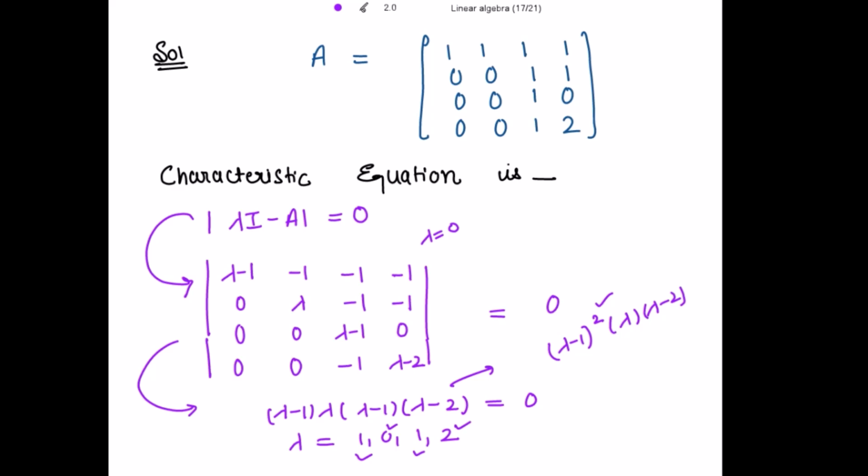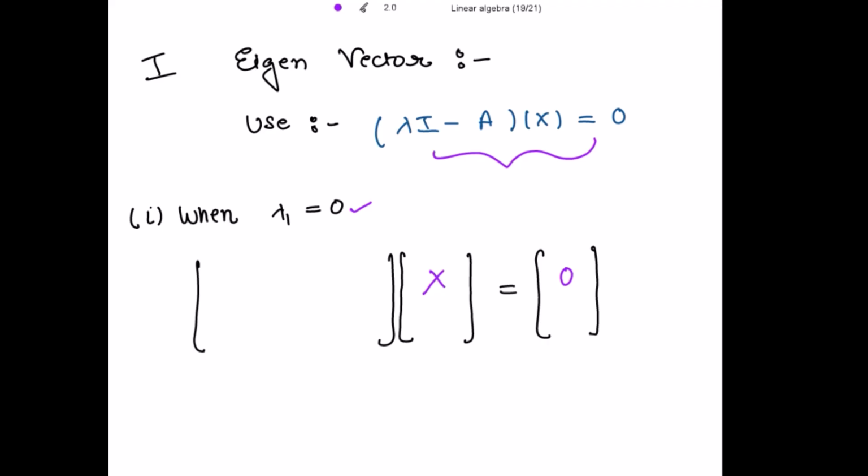We get 0 minus 1 minus 1 minus 1, 0 0 minus 1 minus 1, 0 0 minus 1 0, 0 0 minus 1 minus 2, right? So first we have put lambda equal to 0 and we are getting minus 1 minus 1 minus 1 minus 1 in the first row, then 0 0 minus 1 minus 1 in the second row, then 0 0 minus 1 0 in the third row, and the fourth row is 0 0 minus 1 minus 2.